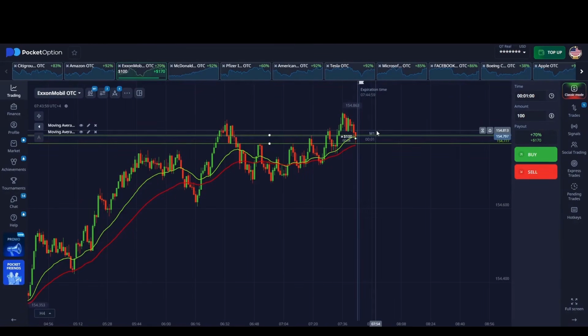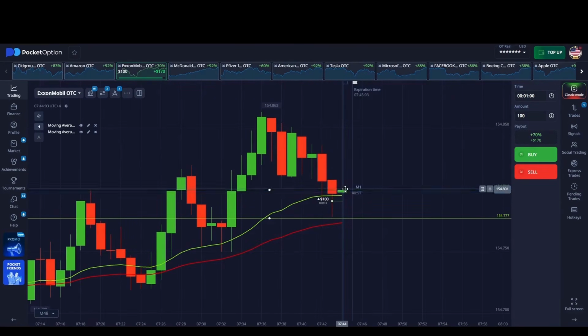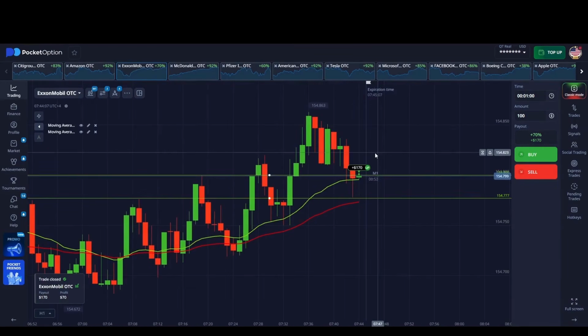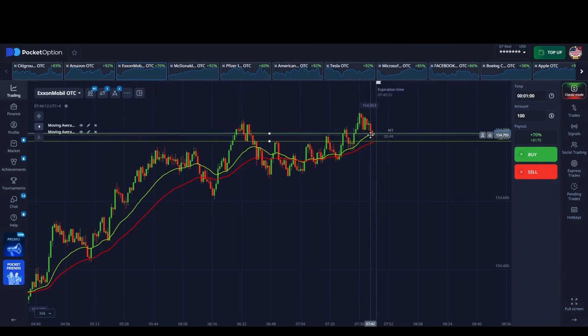As you can see, the candle is taking support exactly from the support level. Let's wait and see where the candle closes. The candle closes above the moving average, and our trade is a win. This is how you can combine support and resistance with the EMA strategy to improve your trading accuracy.